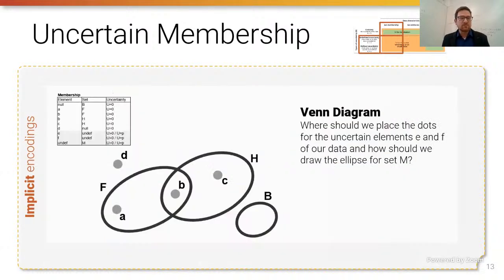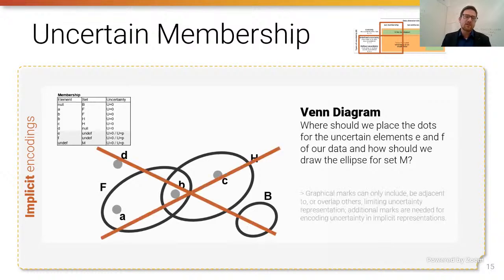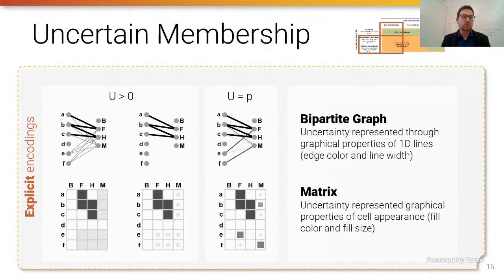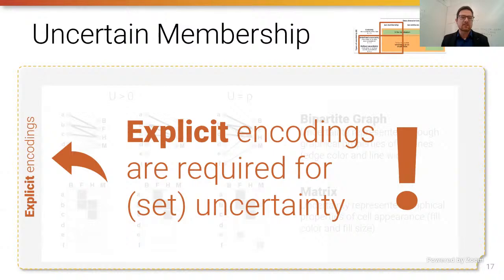So the Venn diagrams with implicit encodings do not allow us to convey this information anymore, because where should we actually put Eva and Frank as a point in that space? Or where should we draw the ellipse for the math class? And so these implicit encodings do not work anymore, but we know that explicit encodings or other visualization settings allow us to incorporate explicit encodings. So in the bipartite graph, the way we're styling lines, for example, can help. In the matrix, we can work with different cell appearances and so on and so forth. So the main finding over here is that explicit encodings are required for set uncertainty visualization.